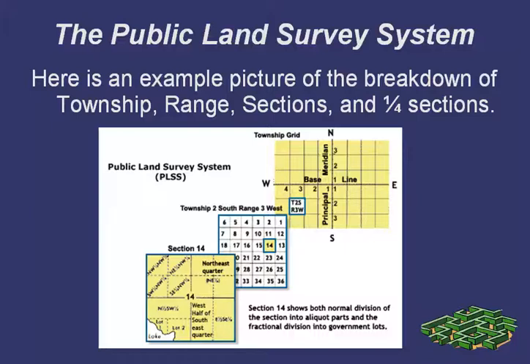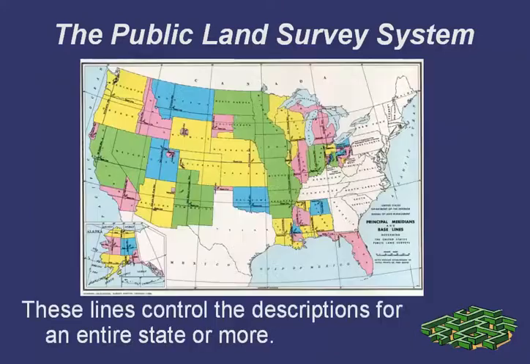Okay, so you're going to have your township 2 south, range 3 west. Okay, so as you're looking at this, section 14 shows both normal division of the section into aliquot parts and the fractional division into government lots. Okay, so you're going to have different ones that are happening there. Okay, now within this, they have broken up different areas. Now the original 13 colonies actually use a different mapping system.